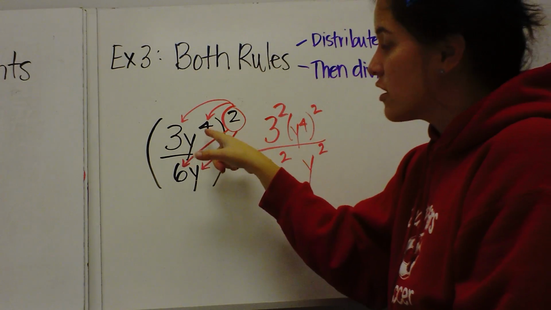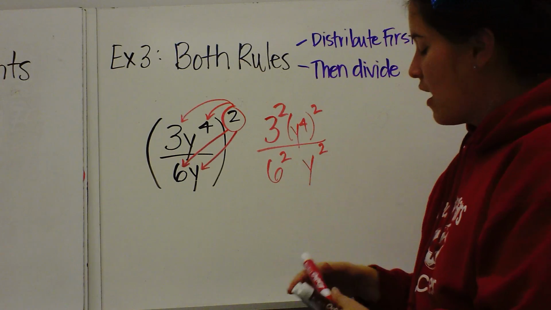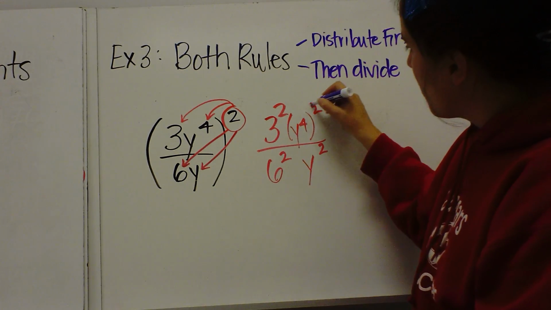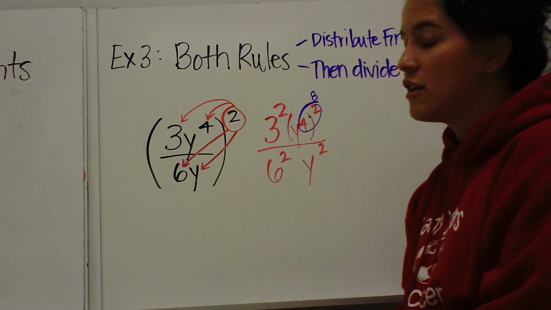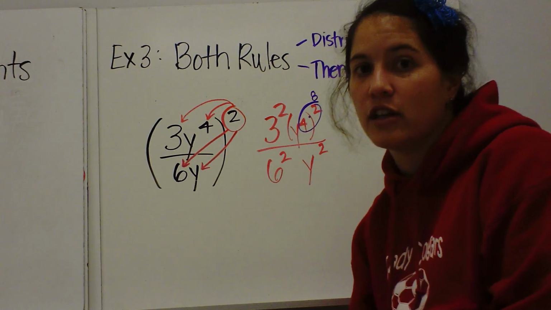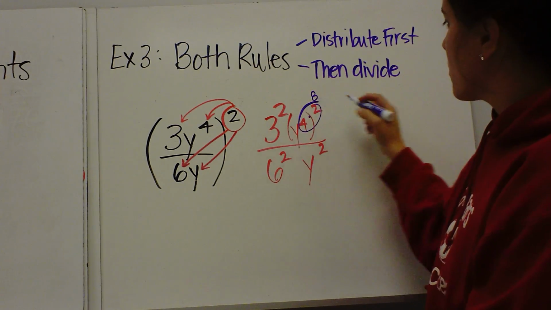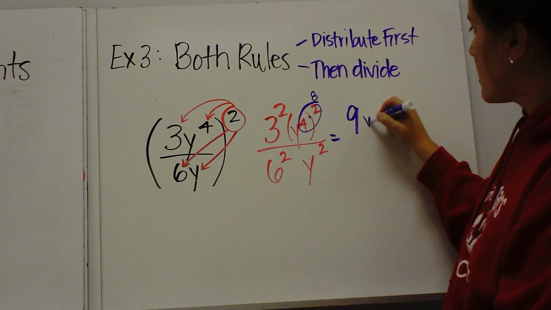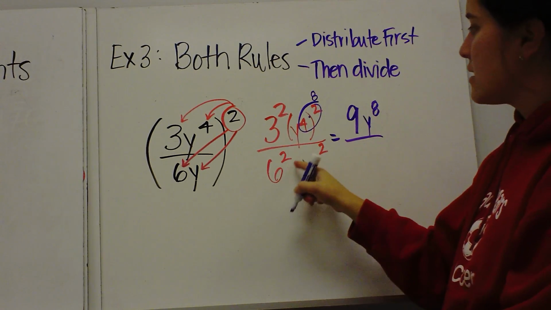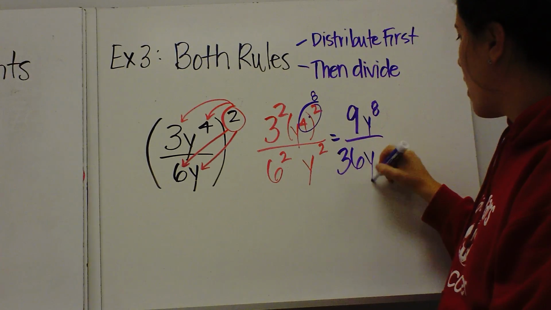Notice y to the 4th already had a power, so I put it in parentheses. And then we have to use our power to a power rule, so really that's y to the 8th. Now if you have a question about that, then see the other video about power to a power. Now let's simplify out. 3 squared is 9, y to the 8th. 6 squared is 36, y squared.